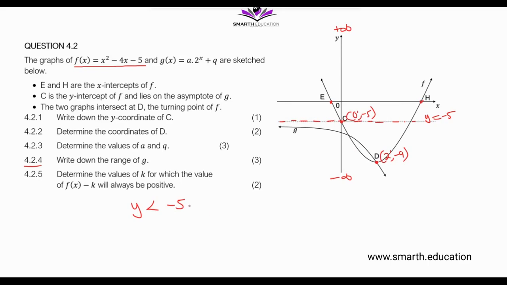Negative 5 is not included because this is where the asymptote is, and then where y is an element of real numbers. We can write it like this and say y is an element of negative infinity up to negative 5, not included. So we use the round bracket for not included. So that's your answer there.